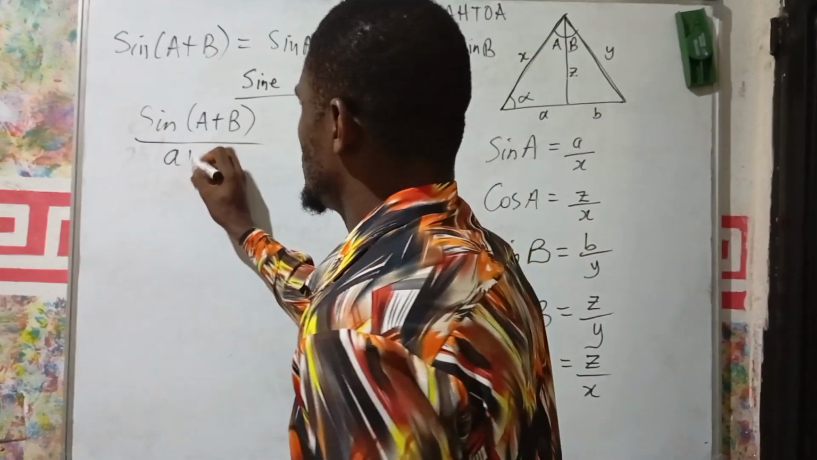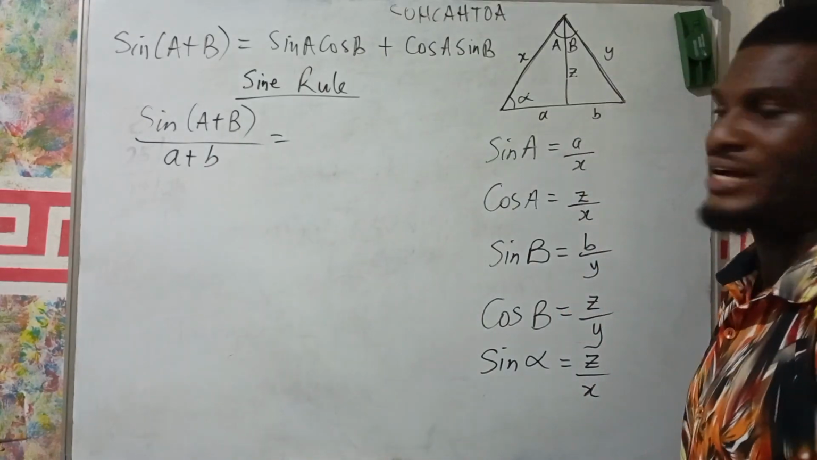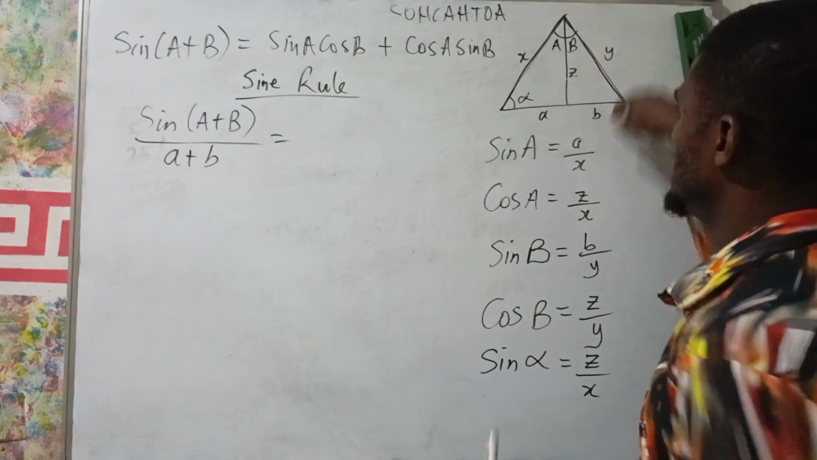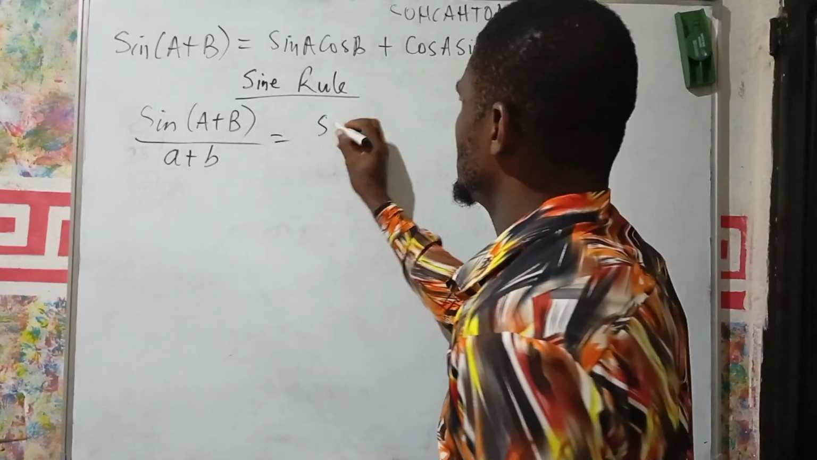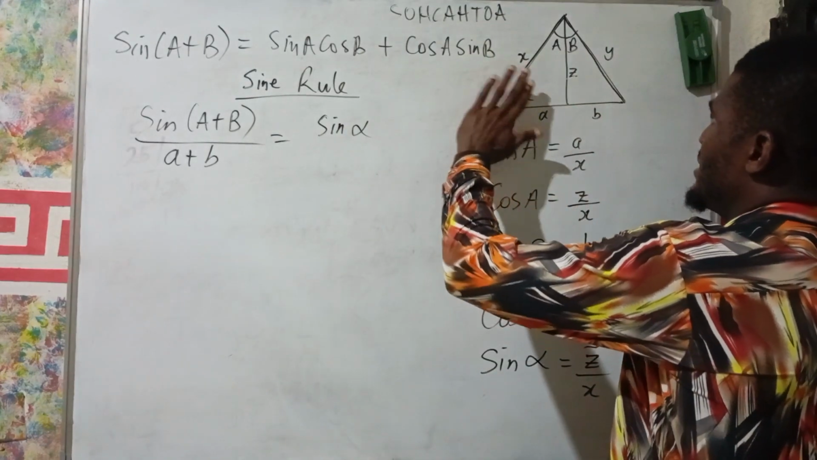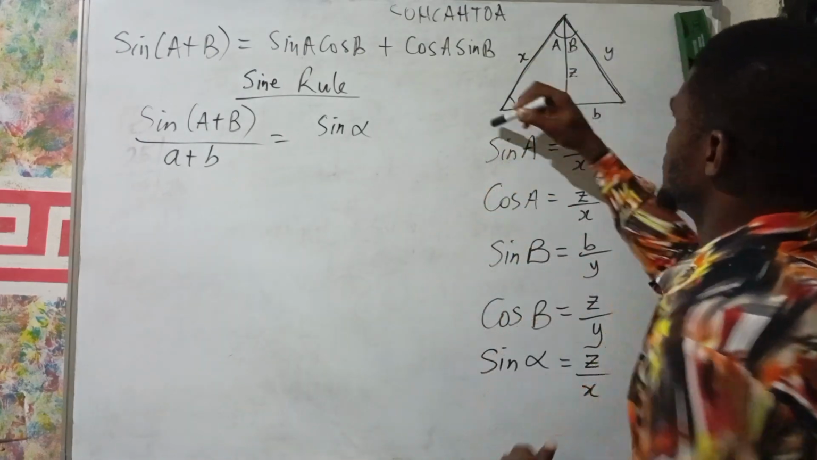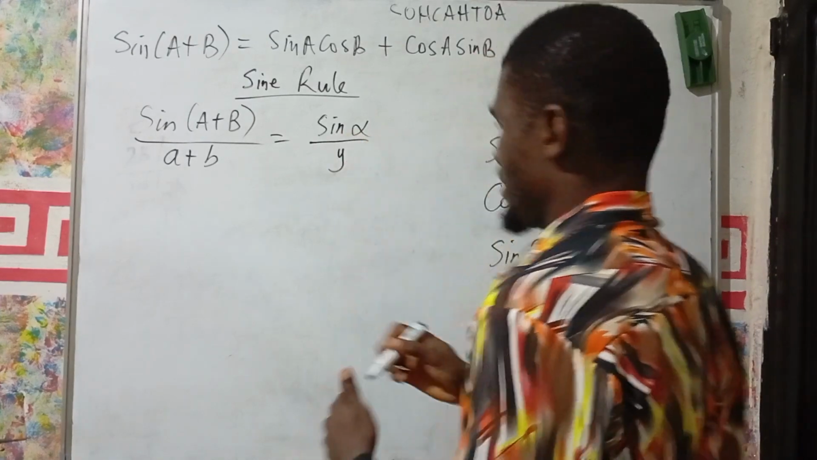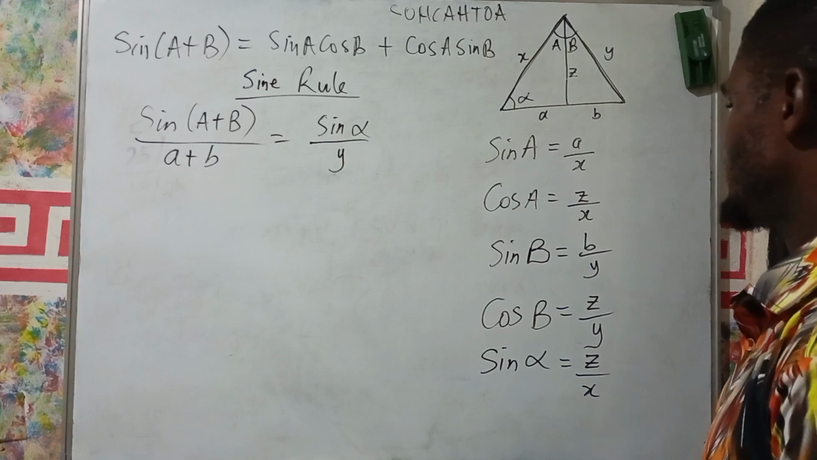So that side consists of a plus b, is equal to, now we're going to look for another angle. Let's use this other angle here based on this triangle. Using this angle, we say sine of alpha, and then the side that is opposite it, based on this triangle, is Y, all over Y. All right, so that's what we have.